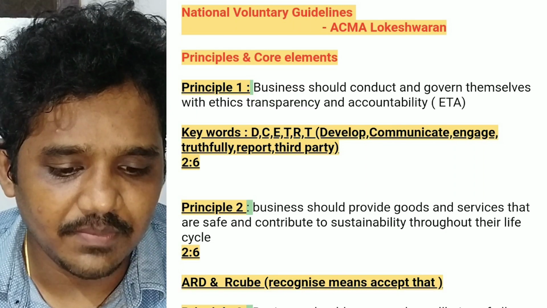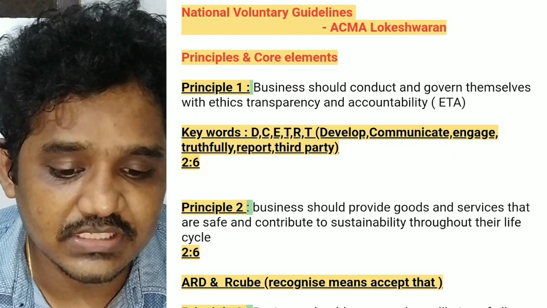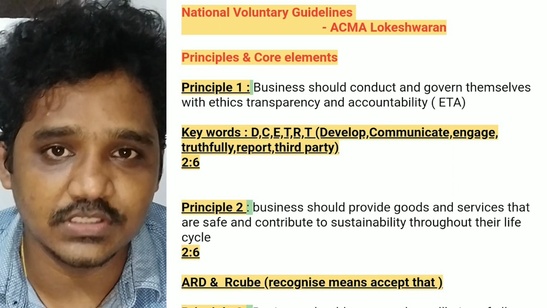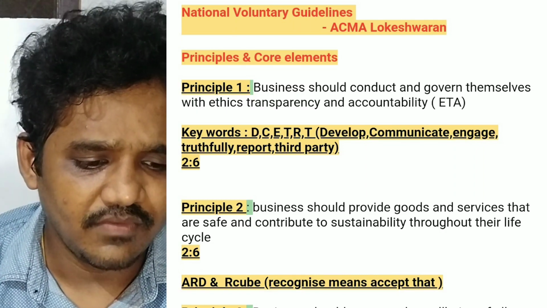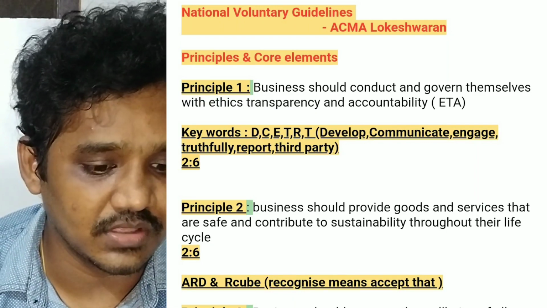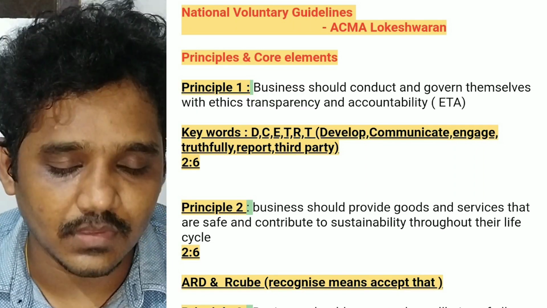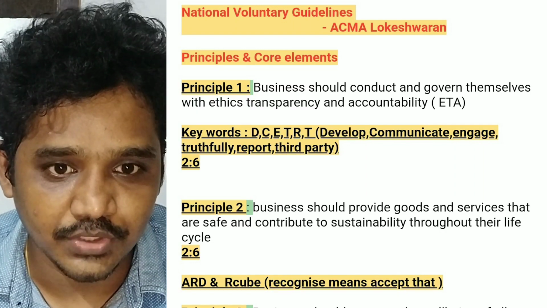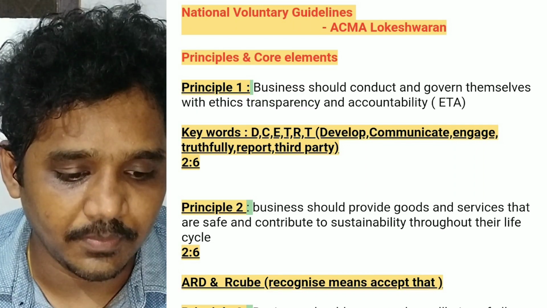Now, first point, business should develop governance structures. When I say develop, it means develop governance structures, procedures, and practices that ensure ethical conduct at all levels and promote the adoption of this principle across its value chain. And the next point is communicate. When I say communicate, it means communicate transparently to all the stakeholders information about the decision and the impact to relevant stakeholders. When I say engage, it means business should not engage in abusive, corrupt, or anti-competitive practices. When I say report, it means business has to do the reporting part.